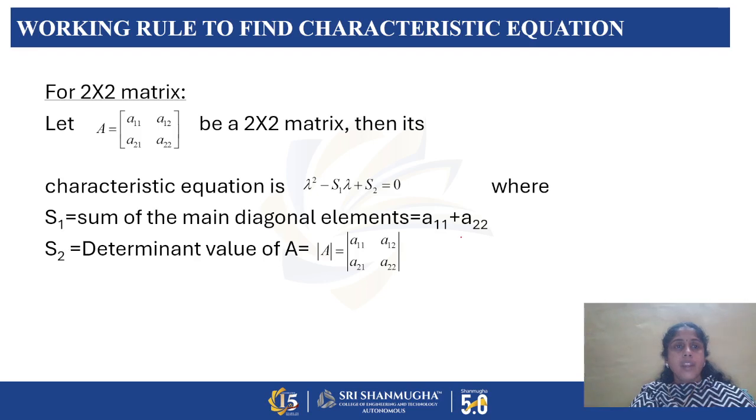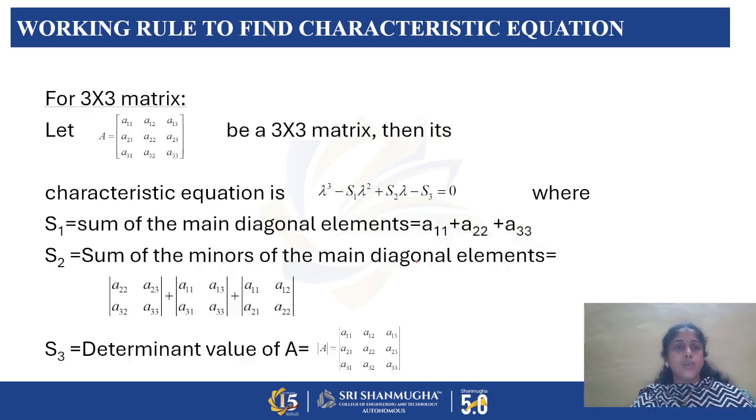A. Now, the working rule to find the characteristic equation for a 2 by 2 matrix: let A be a 2 by 2 matrix, then its characteristic equation is lambda squared minus s1 lambda plus s2 equal to 0, where s1 is the sum of main diagonal elements. That is, I have to add up a11 plus a22. And s2 is the determinant of A. That is the A matrix.